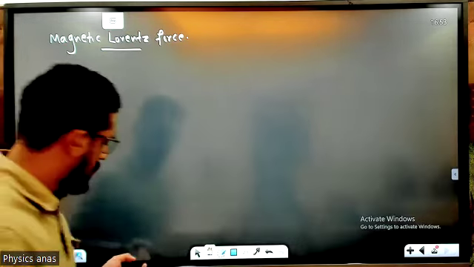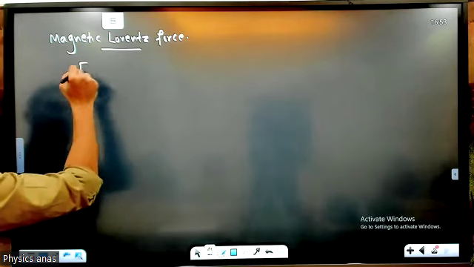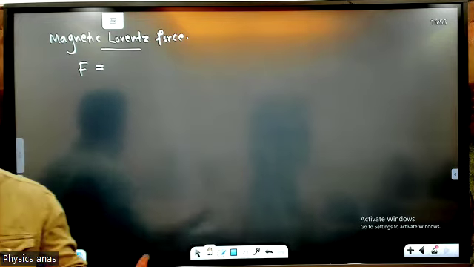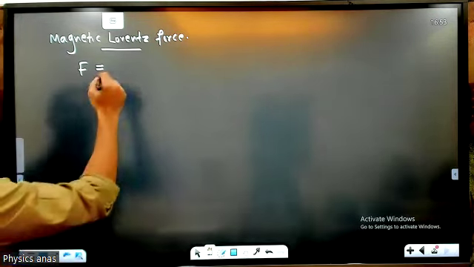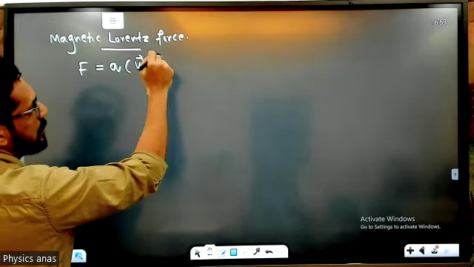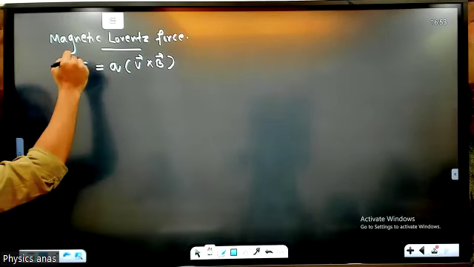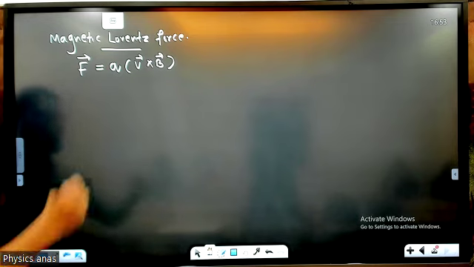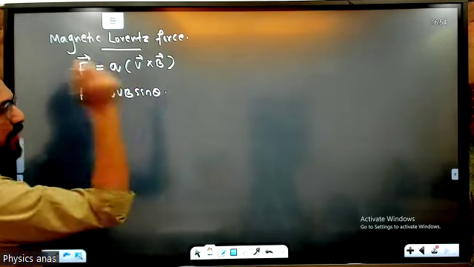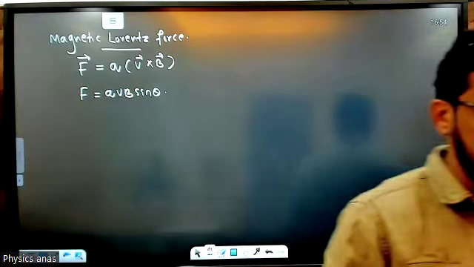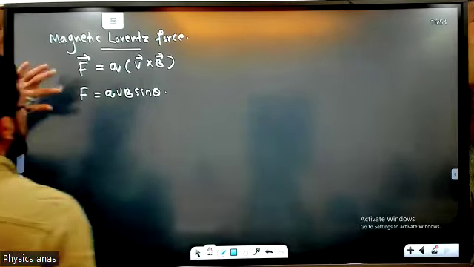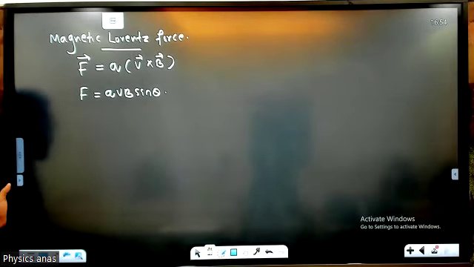What is the equation? Give me the equation. F_B is equal to, I'm just simply writing F because there is no other force we are discussing about. There is only magnetic Lorentz force. So F is equal to q into v cross B. This is the force vector. And what is the magnitude? F is equal to q v B sine theta. What is theta here? Theta is the angle between velocity and magnetic field. This is the magnitude of the magnetic Lorentz force.